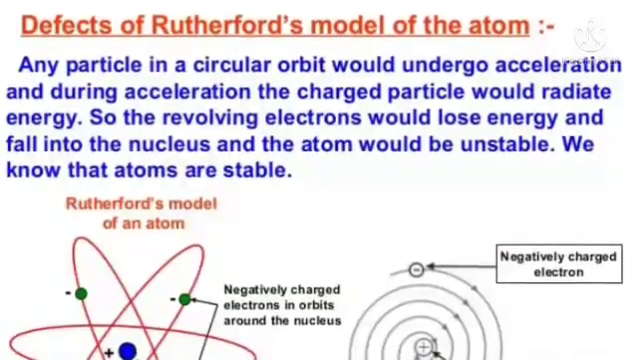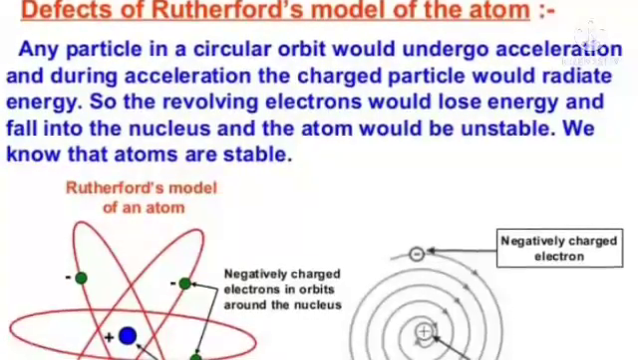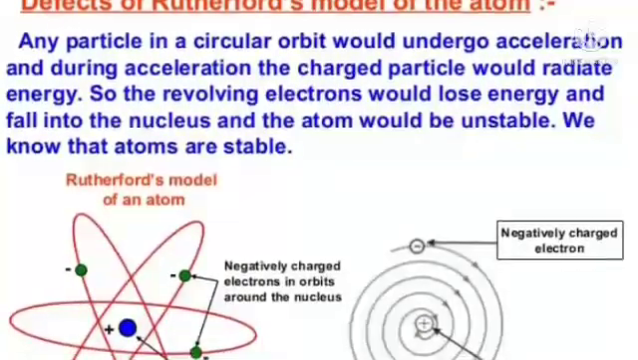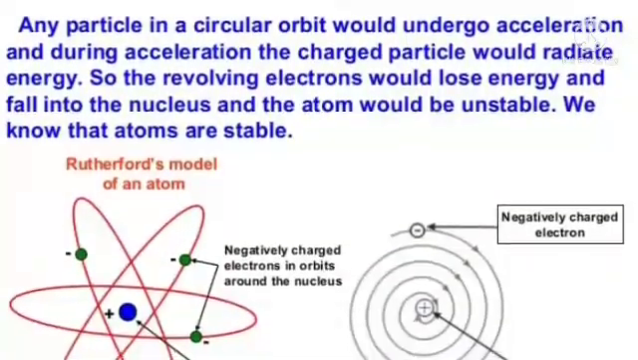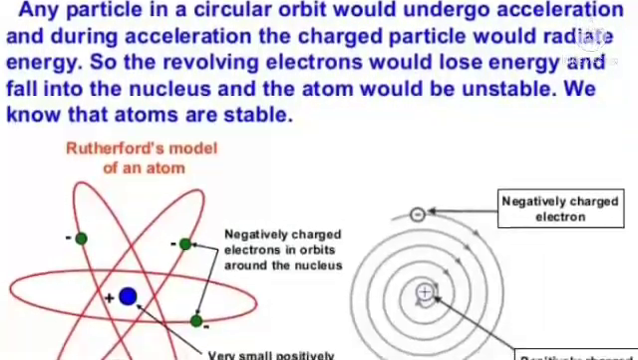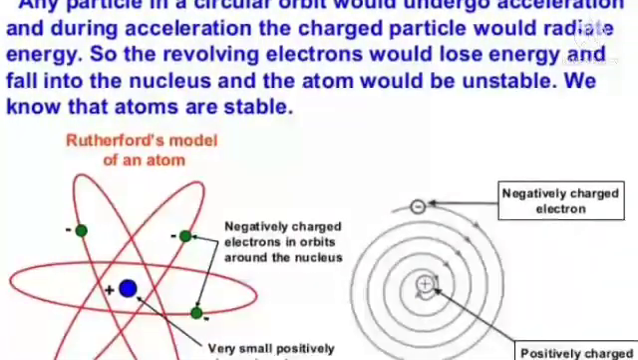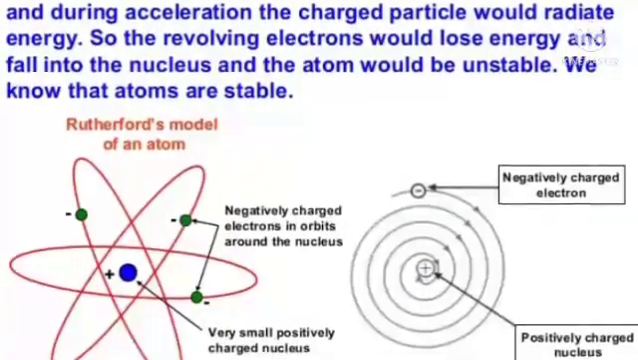Defects of Rutherford's model of the atom. Any particle in a circular orbit would undergo acceleration and during acceleration the charged particle would radiate energy. So the revolving electrons would lose energy and fall into the nucleus and the atom would be unstable. We know that atoms are stable.